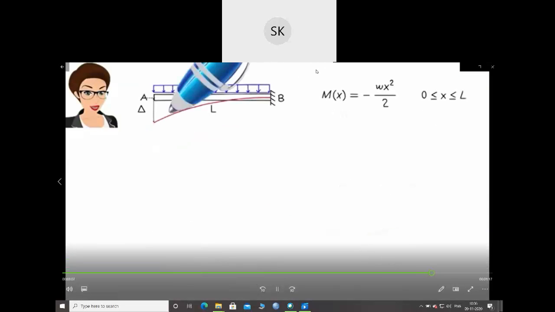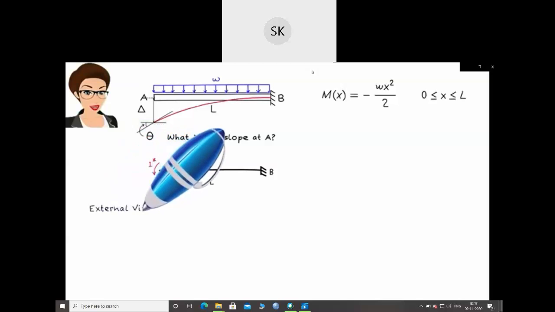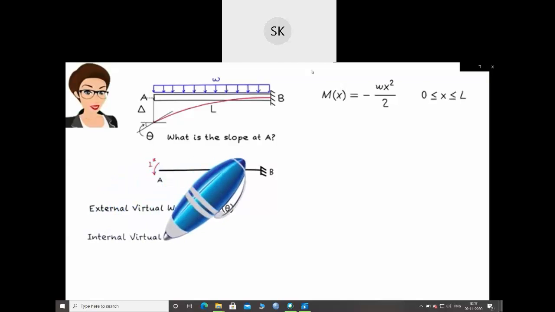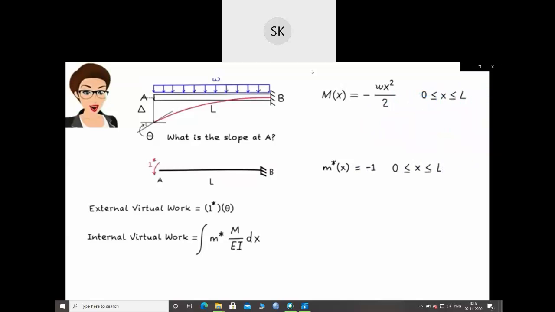Suppose we are also asked to determine the slope of the elastic curve at A. This can be done easily using the method of virtual work. Here, since we are looking for slope, denoted by theta, we are going to place a virtual unit moment at A. This way, the product of the rotation and virtual moment is virtual work. So the expression for external virtual work becomes 1 times theta. The expression for internal virtual work remains to be. However, now m star is the moment equation due to a unit virtual concentrated moment applied at A. So the cantilever's rotation at A is.